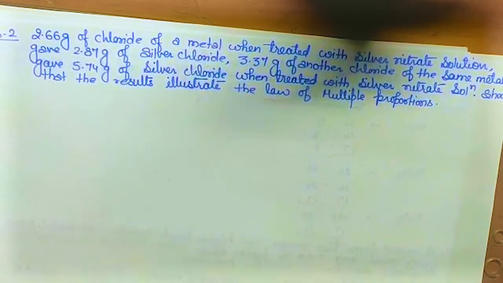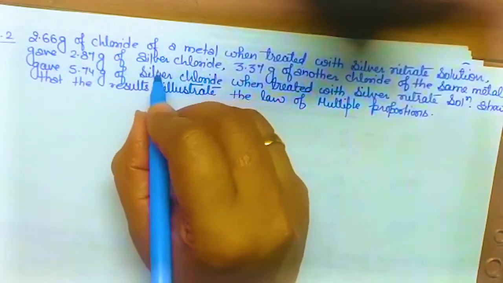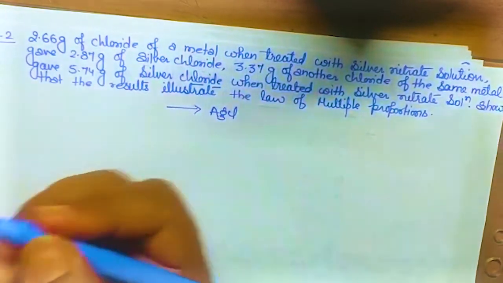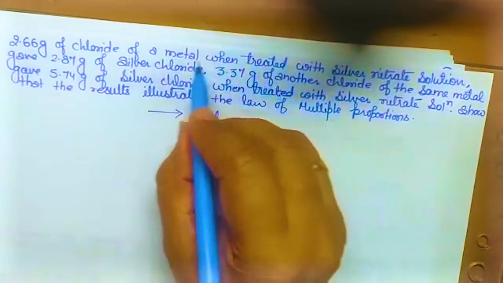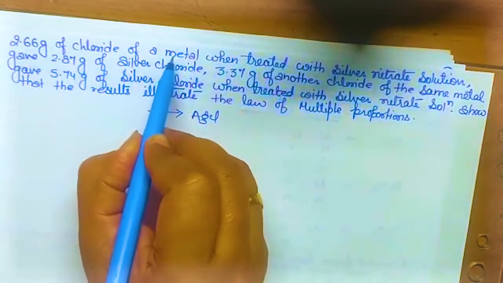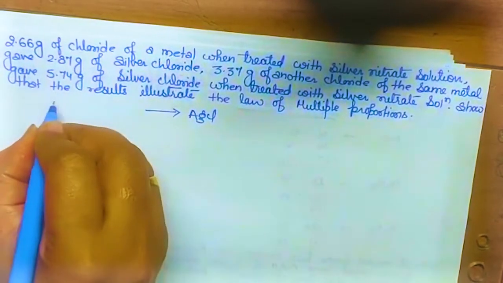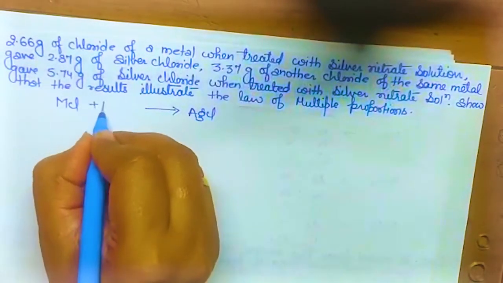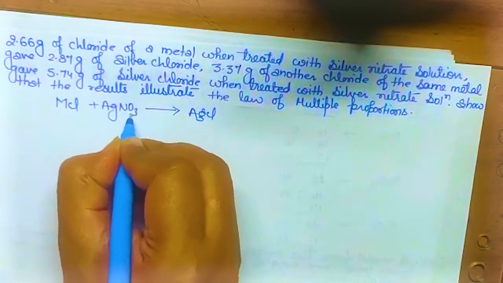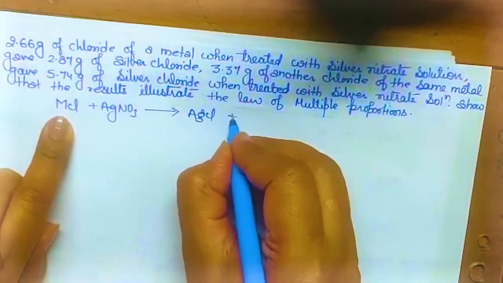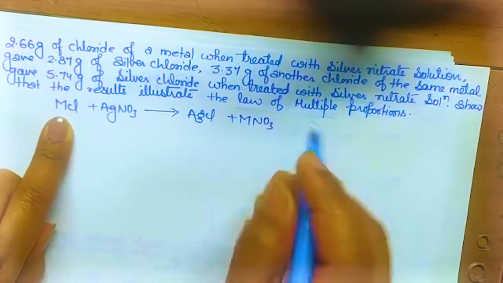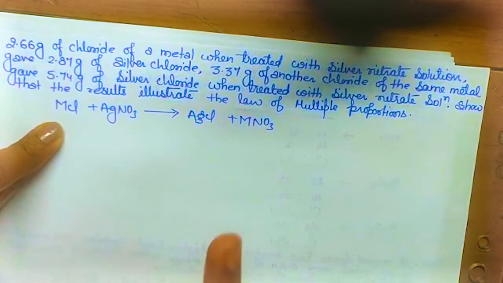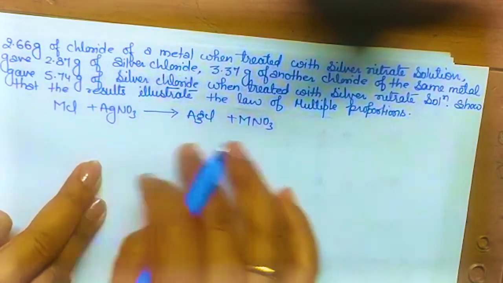First, let me write the reaction. See, in both cases we are preparing AgCl by treating with chloride of metal, any chloride of metal. I don't know that chloride of metal, so let it be MCl, isn't it? When treated with silver nitrate, AgNO3, this gives AgCl and here MNO3. So don't worry, the reaction is the same in both case 1 and case 2.